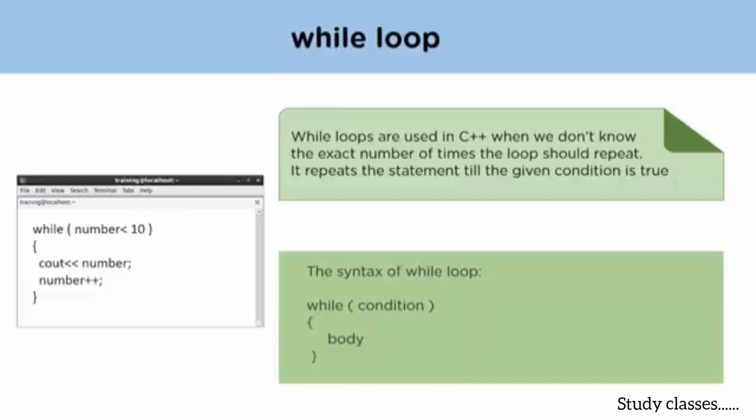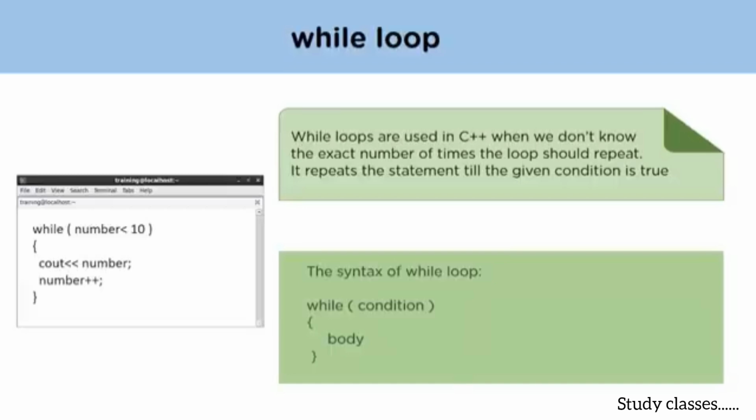For example, in this while loop, the condition is number less than 10. That means the loop will keep on iterating till the number is less than 10, that is, till it becomes equal to 9. And inside the loop, after printing the variable number, we are incrementing the variable because we want to increment the variable number after each iteration.